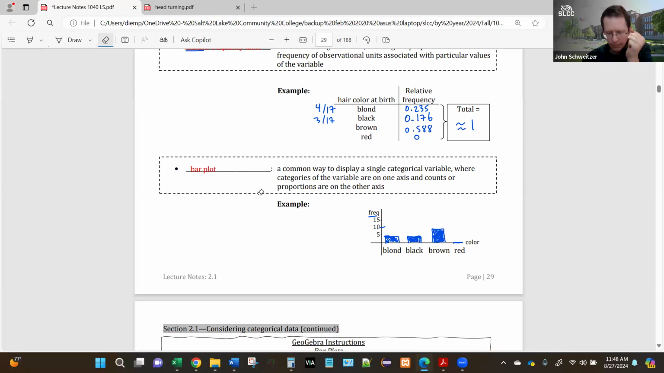Not too bad, right? Okay. So look at this bar plot I've drawn. Oh, by the way, don't forget your title. So this would be maybe hair color at birth. Always put a title on your graphs. It's just expected that you'll do that. Label the axes and you should be good.